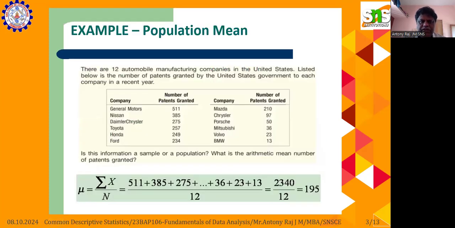Let us understand with a sum. There are 12 automobile companies in the United States, and the number of patents granted by the United States government to each of them in a recent year is given. Now, is this information a sample or a population? There are 12 companies in the United States, and all 12 companies are listed here. So, definitely, this is not a sample, this is a population. The arithmetic mean number of patents granted is: add all these values, 511, 385 up to the 12th value, and since there are 12 companies, your population mean is 195. So, this is a very simple calculation of the population mean.